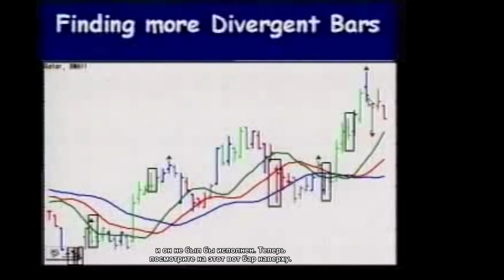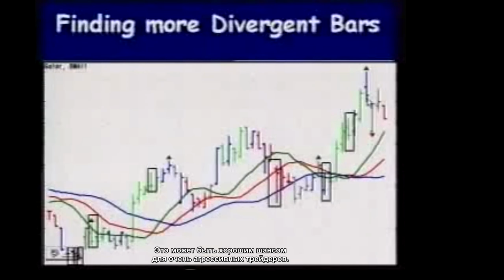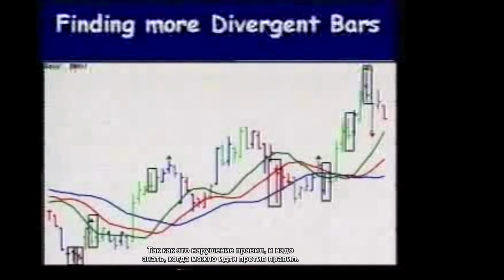Then look at this bar at the top. That is a bearish divergent squat. And anytime we get a bearish divergent squat that's away from the alligator, remember this is going to act sort of like a rubber band, that might be one to take for the very aggressive traders. If you're not a very aggressive or experienced trader, we suggest you don't do this. But again, this is breaking the rules, and the key is knowing exactly when to break the rules.